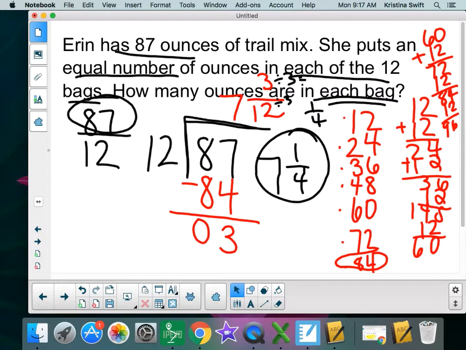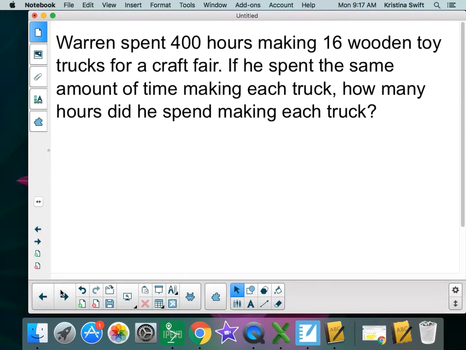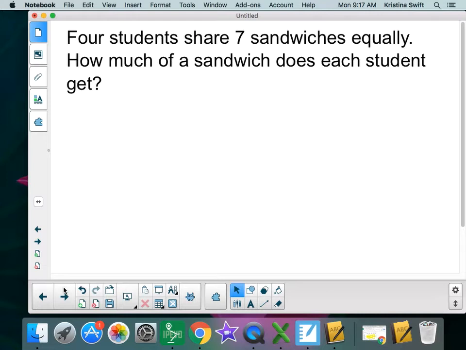Okay, let's look at another one. Warren spent 400 hours. Actually, I'm sorry, I made a typo. So let's just get this one. We'll come right back to it in a second.